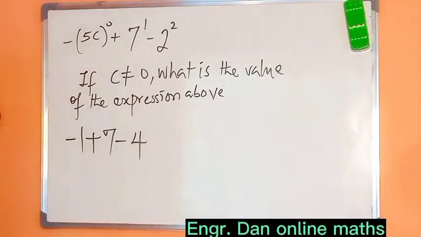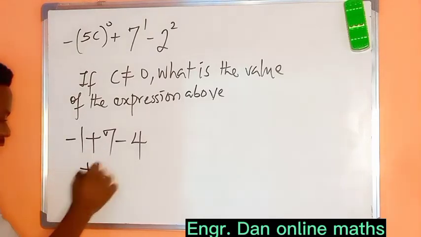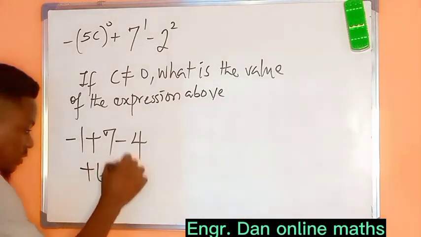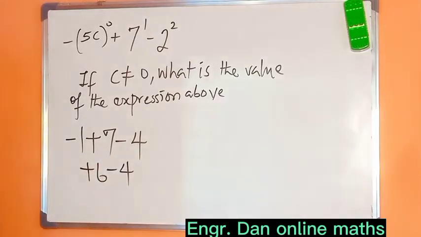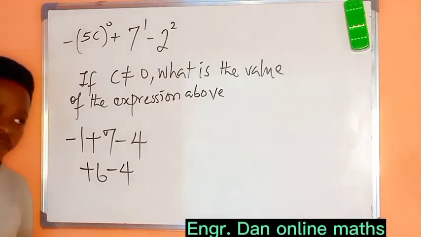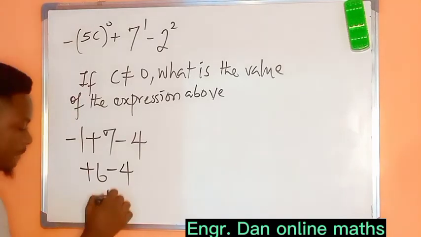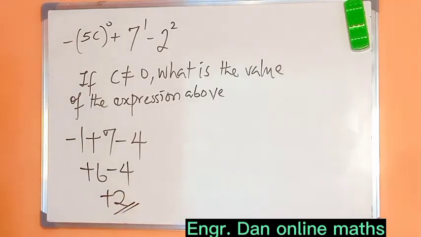Minus 1 plus 7 is plus 6. How do we get that? Simple, because you owe someone 1 naira and you have 7 naira. If you pay the person, what's left with you is 6 naira. So that's plus 6. Then we have a minus 4. You pay the person 1 naira, you have 6 naira, and you owe someone else 4 naira. After paying, you definitely have 2 naira left. So plus 6 minus 4 gives us plus 2. And that is the final answer.